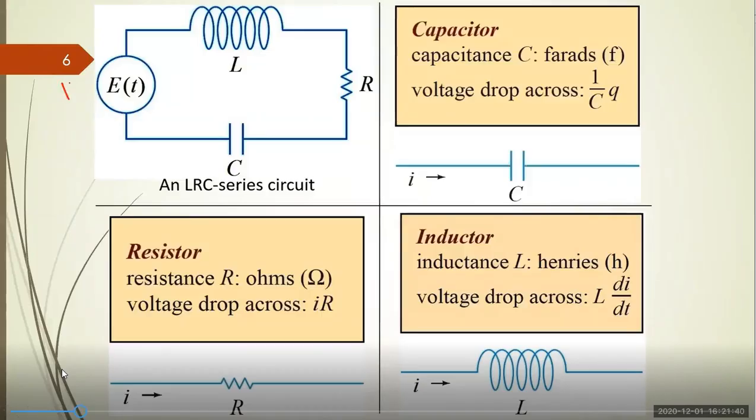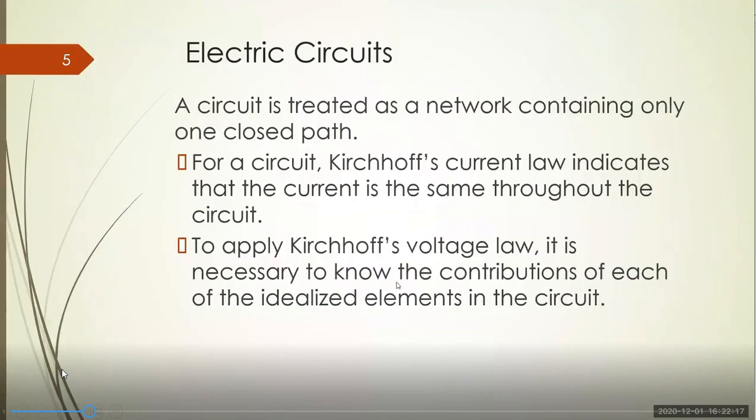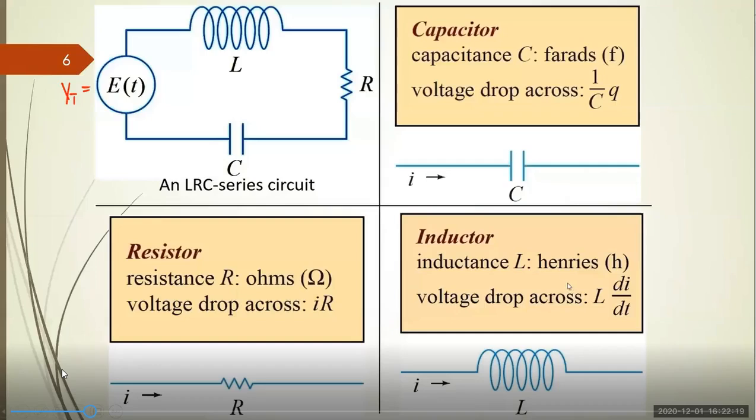This one, the total voltage is ET, the electromotive force. The units of that is volts. This one, L is the inductor, R is the resistor, and C is the capacitor. Sometimes this is what you call an LRC. According to the definition here, know the contributions of each. That means each of them has its own voltage.